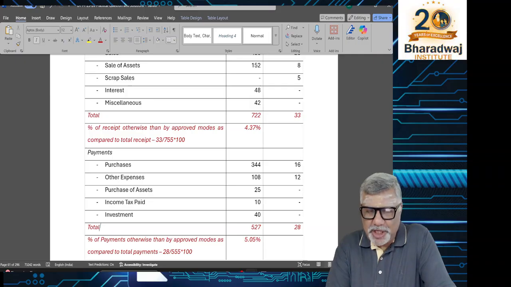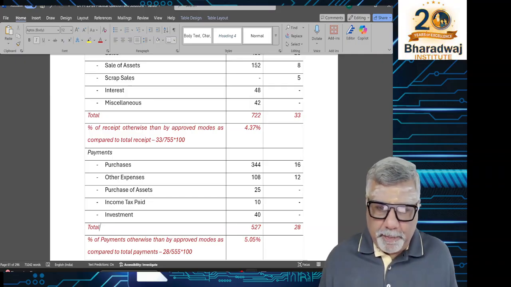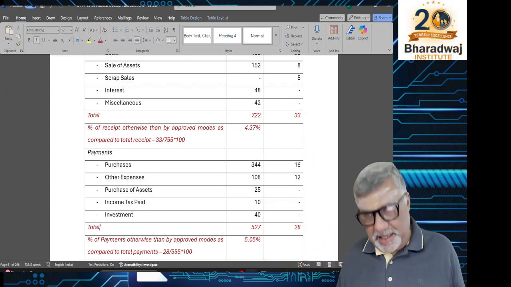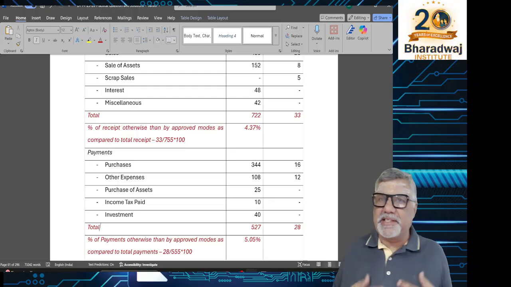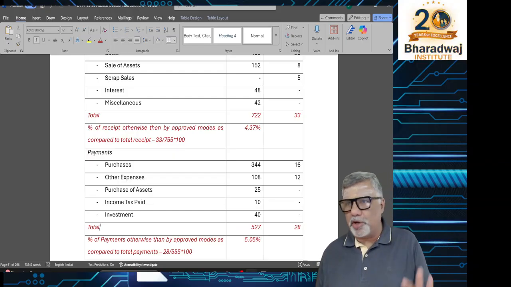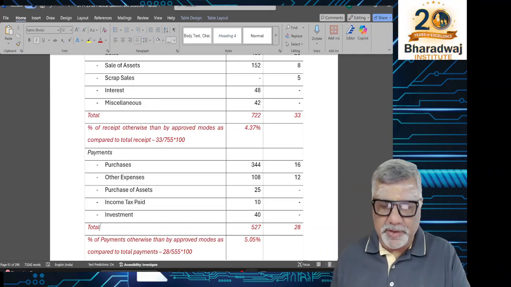The question gives us two ideas. One, how to compare. Second, when you take the receipt and payment, you should take everything, revenue and capital, investments, assets, sale of assets, everything will be taken. Don't take, it is cash book based and not just P&L based.